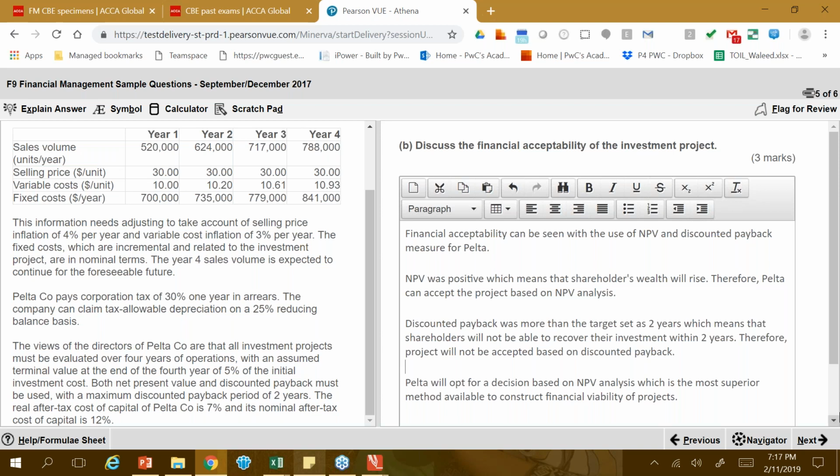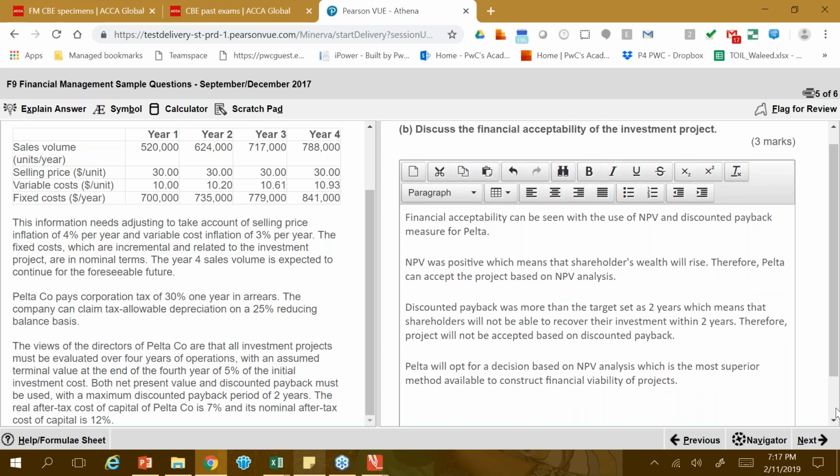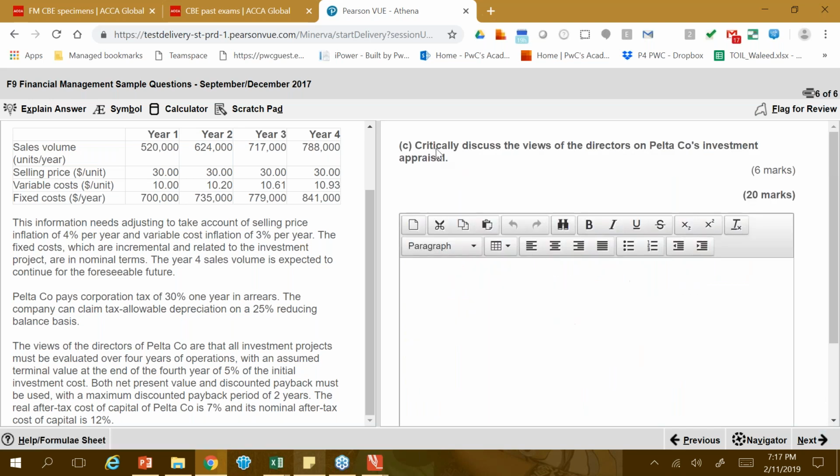The final requirement here, which is critically discuss. Some critical discussion here. Yeah, critically discuss. Say why some things are not appropriate. Critically discuss the views of directors on Pelta's investment appraisal. Critically discuss the views of directors for 6 marks.